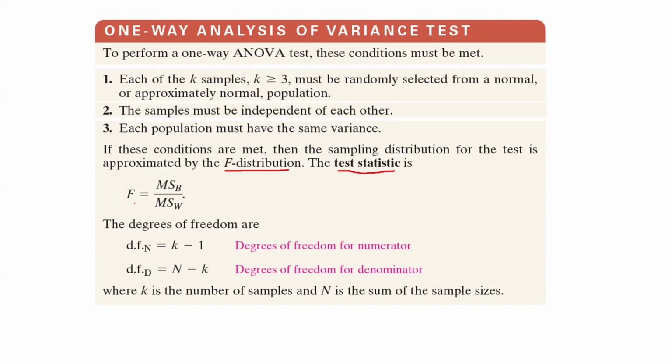The test statistic F is MSB divided by MSW. The degrees of freedom for the numerator is degrees of freedom n for the numerator, which is k minus 1. What is k? K is the number of samples. And for your denominator, you're going to use a different degrees of freedom. The degrees of freedom for the denominator is n minus k, and n is the sum of the sample sizes.